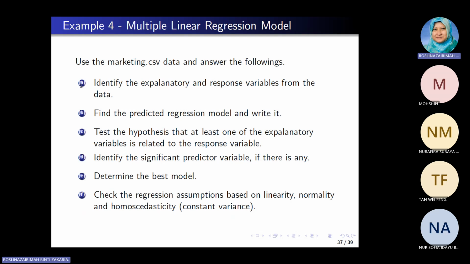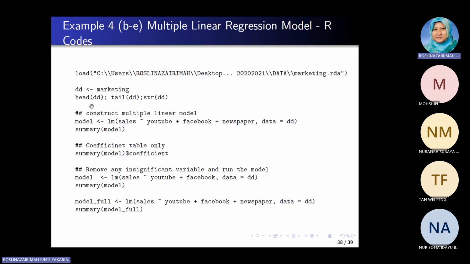Find the predicted regression model that we found just now. Test the hypothesis. Okay, we test. And then identify the significant predictor variable if there is any. So we can see that the significant ones are YouTube and Facebook. And determine the best model. That means you need to list down what I did just now. Then we check the regression assumptions, based on linearity. We need to check the adequacy of the model, adequacy analysis, and so on. So linearity, normality, and homoscedasticity, that is the variance. Maybe we will have a look at that shortly.